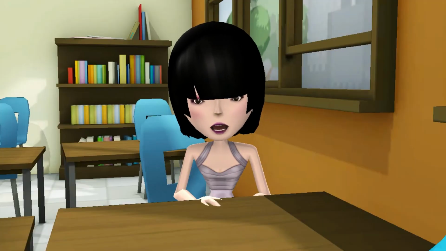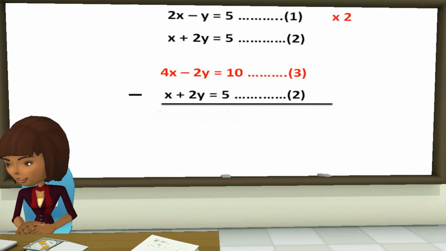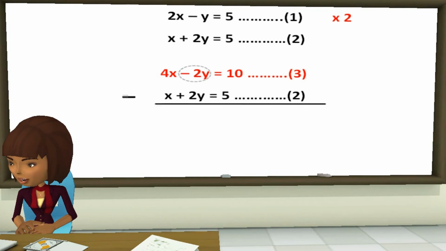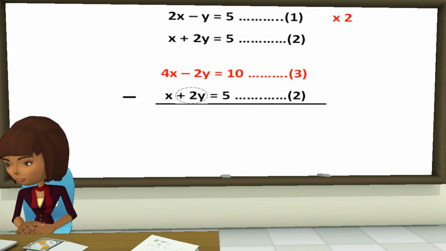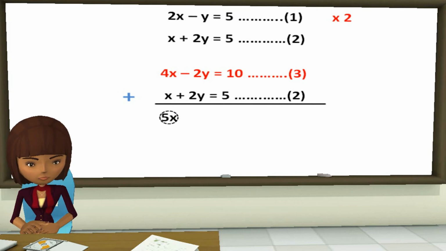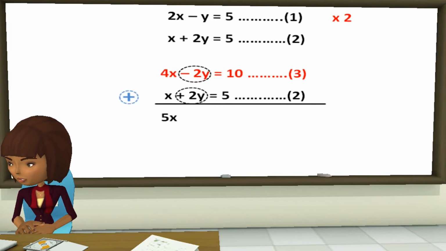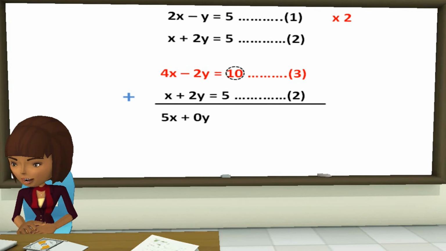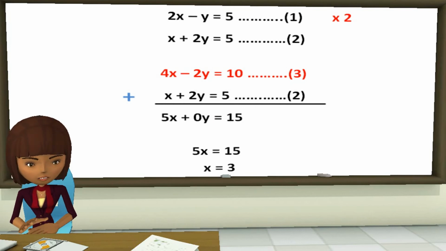Yes, I'm with you so far. Great. Let's get back to your problem. The y term in equation 3 is minus 2y, and the y term in equation 2 is plus 2y. Thus, in order to eliminate y, we simply add the two equations, because we have conflicting signs for 2y. Thus, 4x plus x is 5x, minus 2y plus 2y is 0, and 10 plus 5 is 15. So, 5x equals 15, which means x equals 3.